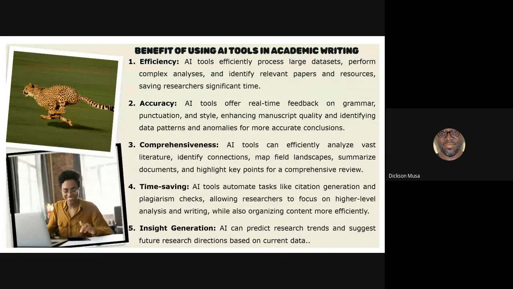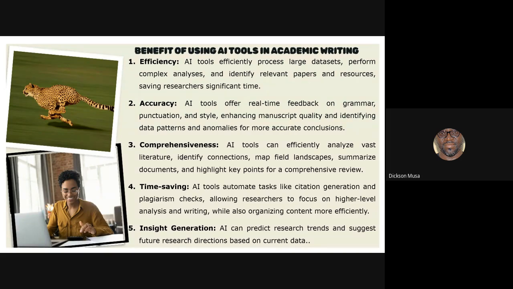So what benefits are we then going to get from using AI tools in academic writing? One is efficiency, because an AI tool is capable of efficiently processing large data sets, performing complex analysis, identifying relevant papers and resources, and saving researchers significant time.